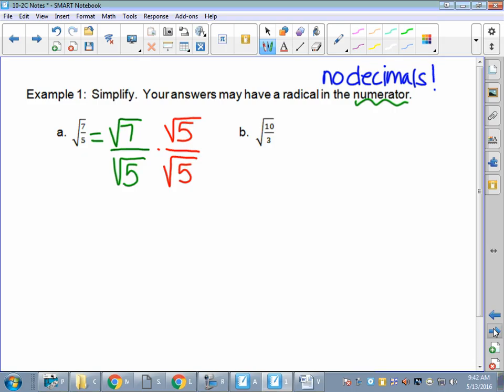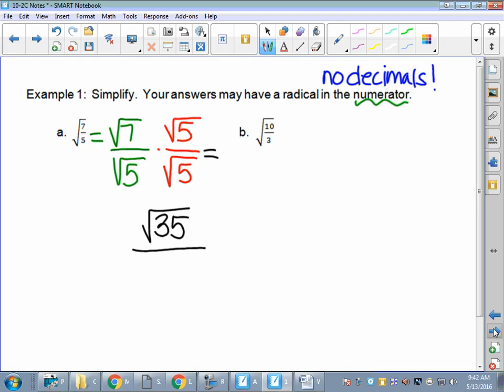Write out square root of 5 over square root of 5. Now we're going to multiply top times top, bottom times bottom. I'm going to go down here. So a square root of 7 times a square root of 5 is what I've got in my numerator. We did that in section 10.2b. We know that's a square root of 35.